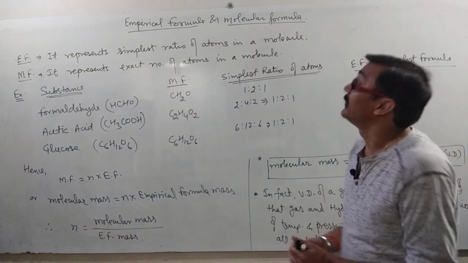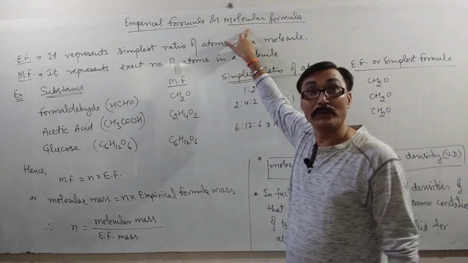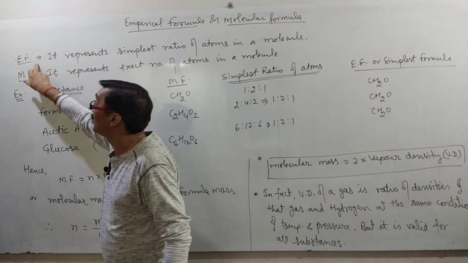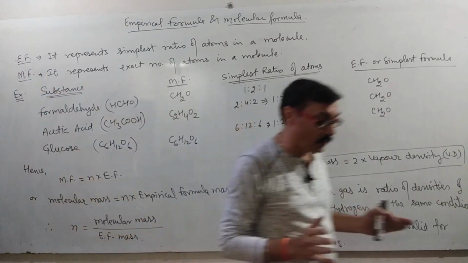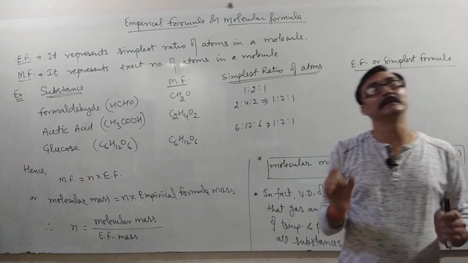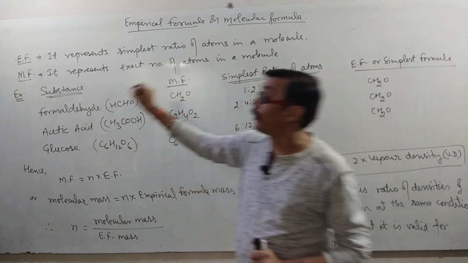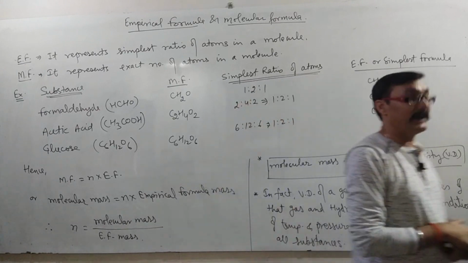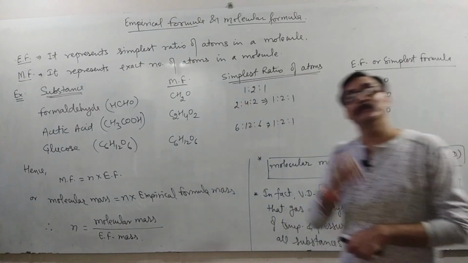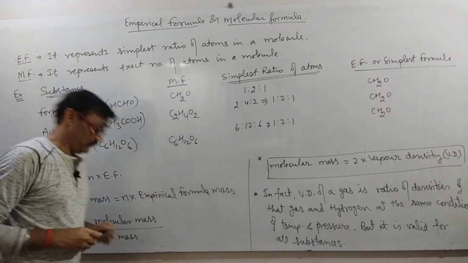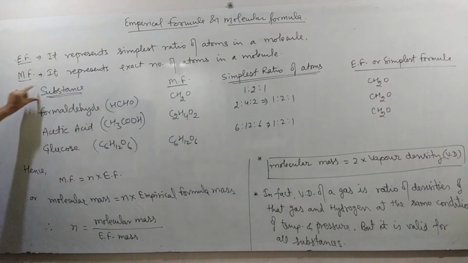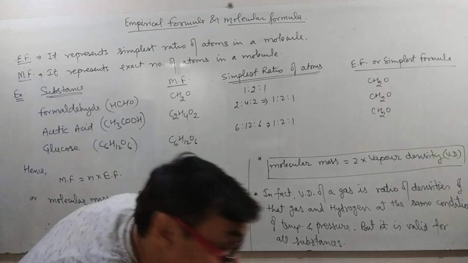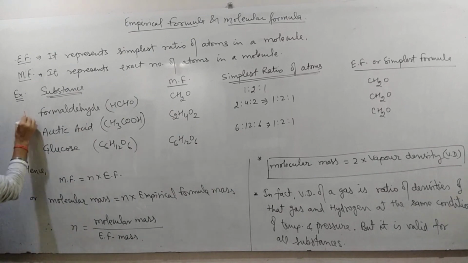Now, there is empirical formula and molecular formula. Empirical formula represents the ratio of atoms of the elements in a molecule, while the molecular formula represents the exact number of atoms of all the elements present in the molecule. We take an example. There are 3 substances: formaldehyde, acetic acid, and glucose.